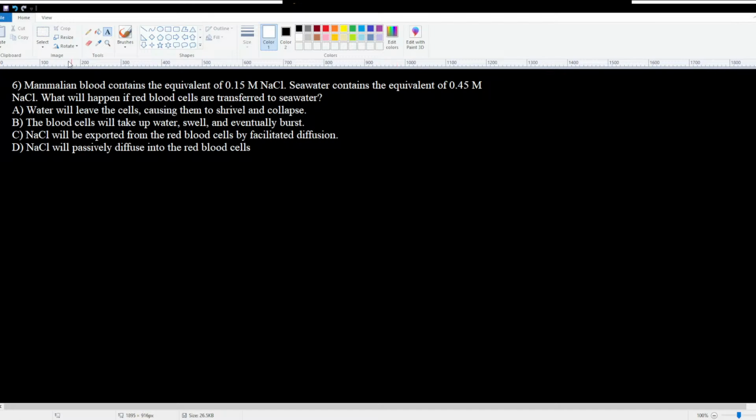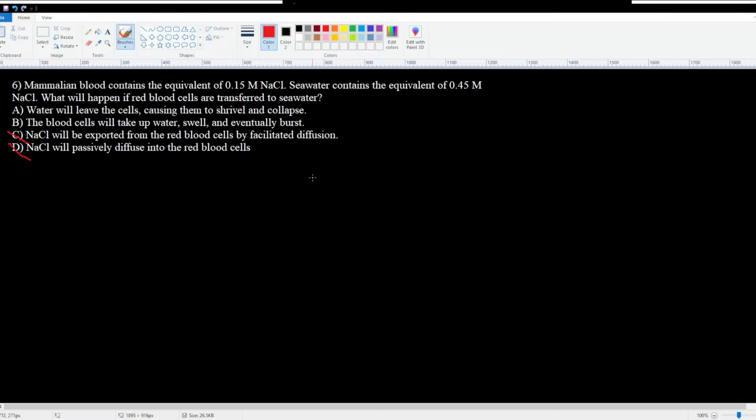Okay, well, off the bat, we can eliminate D. This is an ionic compound. This will form sodium and chloride ions in solution. So going back to the previous question, in no world will this passively diffuse into red blood cells. So that's out of the question. And we can eliminate C because NaCl will be exported from the blood cells by facilitated diffusion.